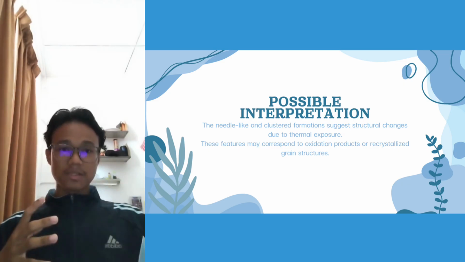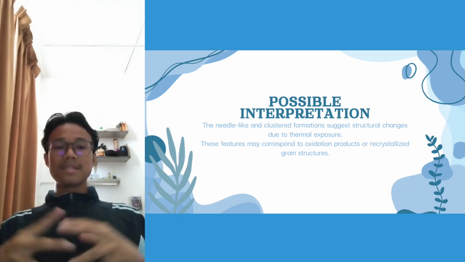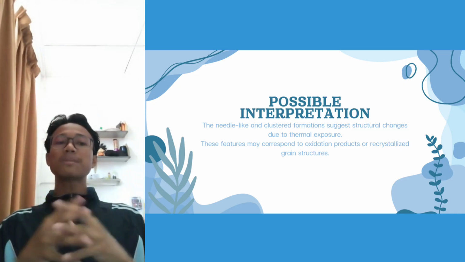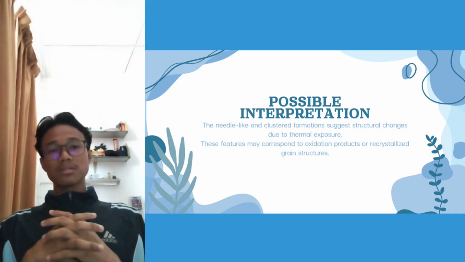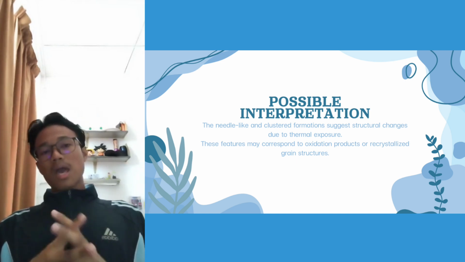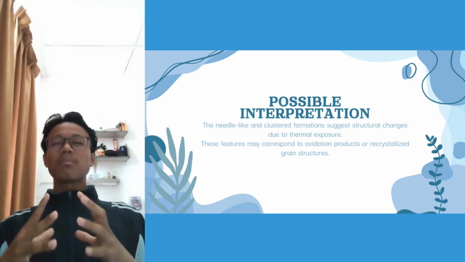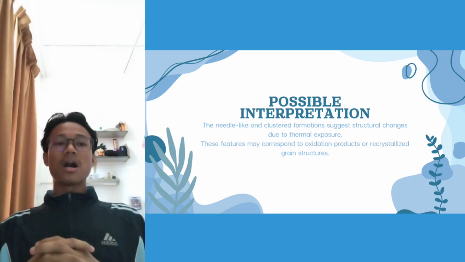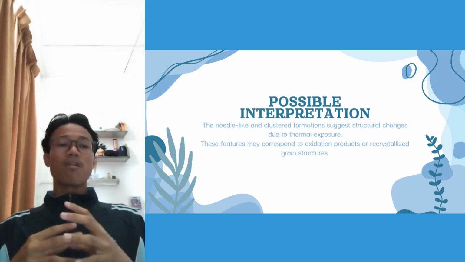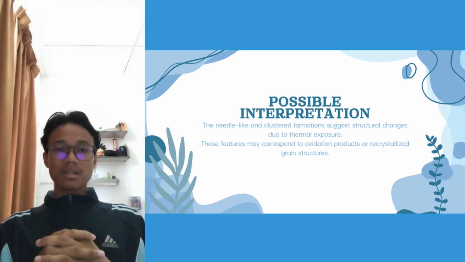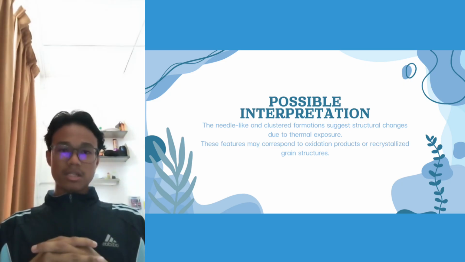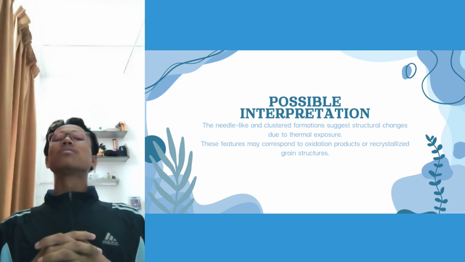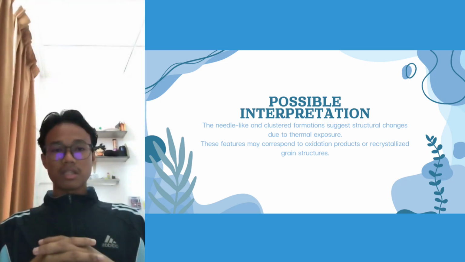So, the SEM analysis helped us understand how heat treatment affects our copper sample at the microstructural level. Such findings are crucial for optimizing material performance in applications requiring controlled grain growth and surface integrity.